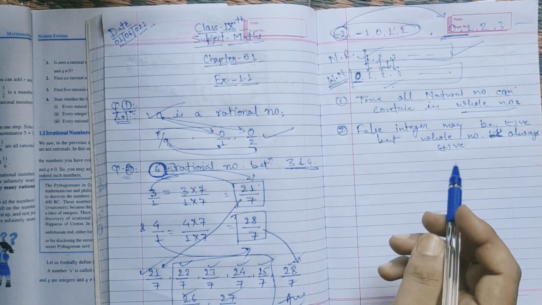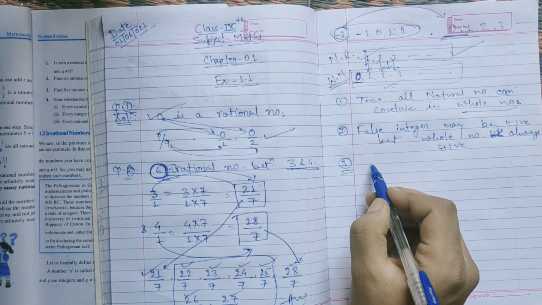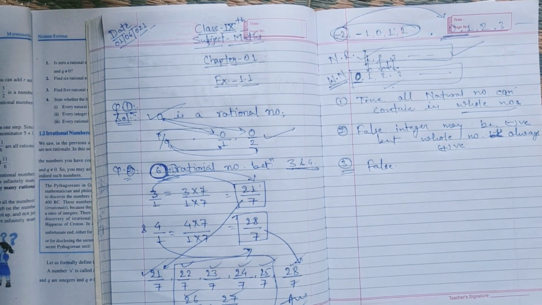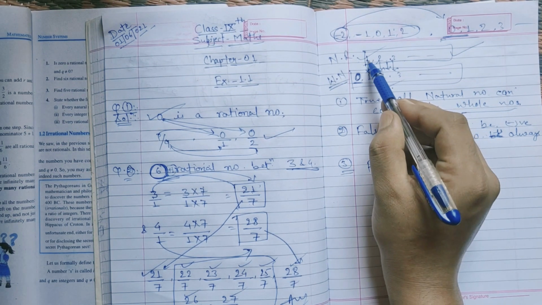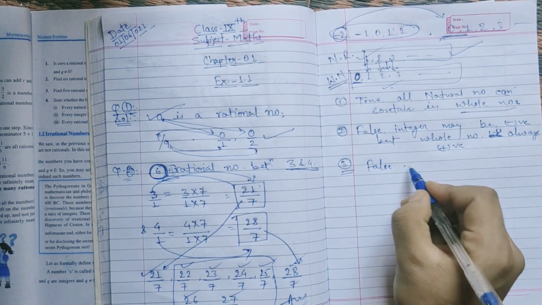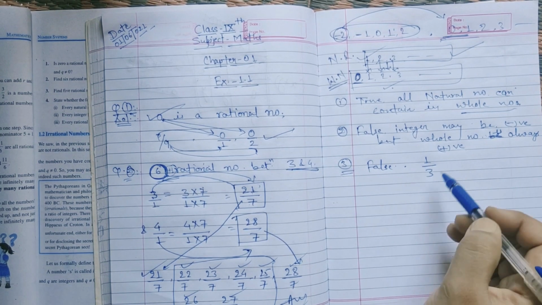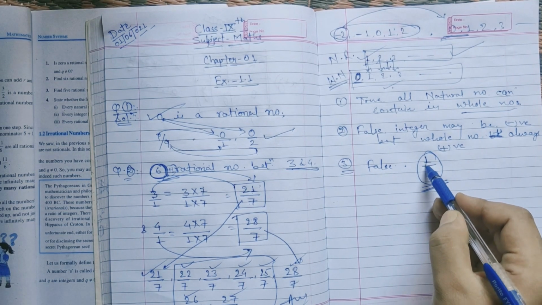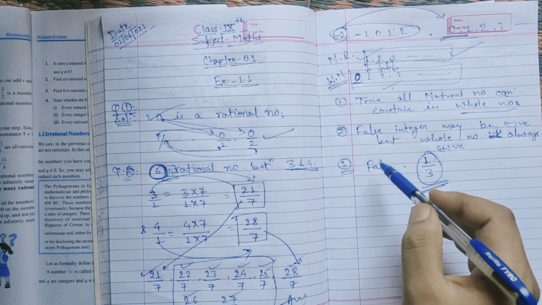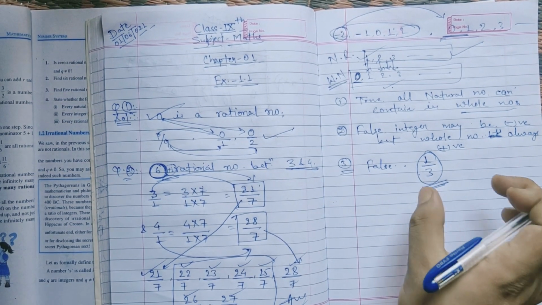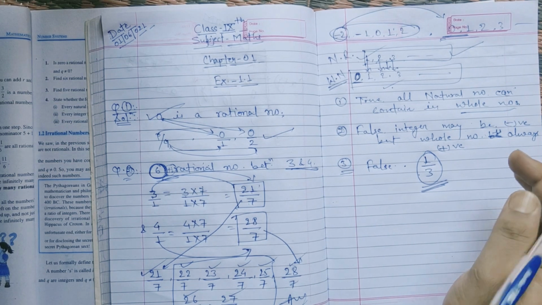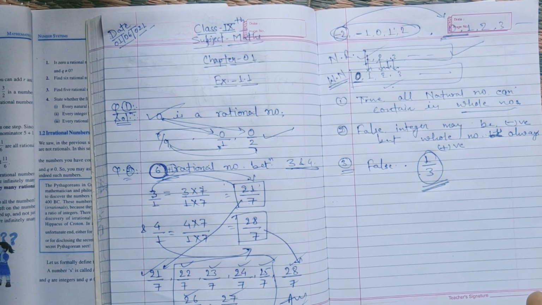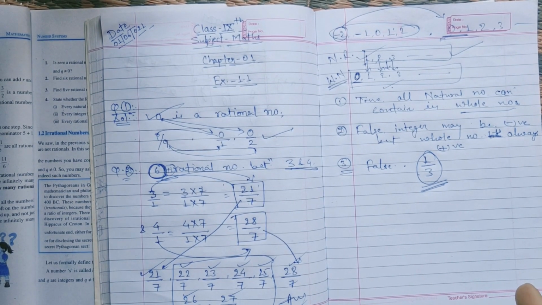Now question number third, every rational number is a whole number. So this statement is false, because every rational number being a whole number is not possible. Suppose 1 upon 3 is a rational number, but in this form we can't write it as a whole number. So 1 by 3 is not a whole number. So you can say that this statement is false. Okay, so this is exercise 1.1. Do it in your notebook. From tomorrow we will start exercise 1.2.